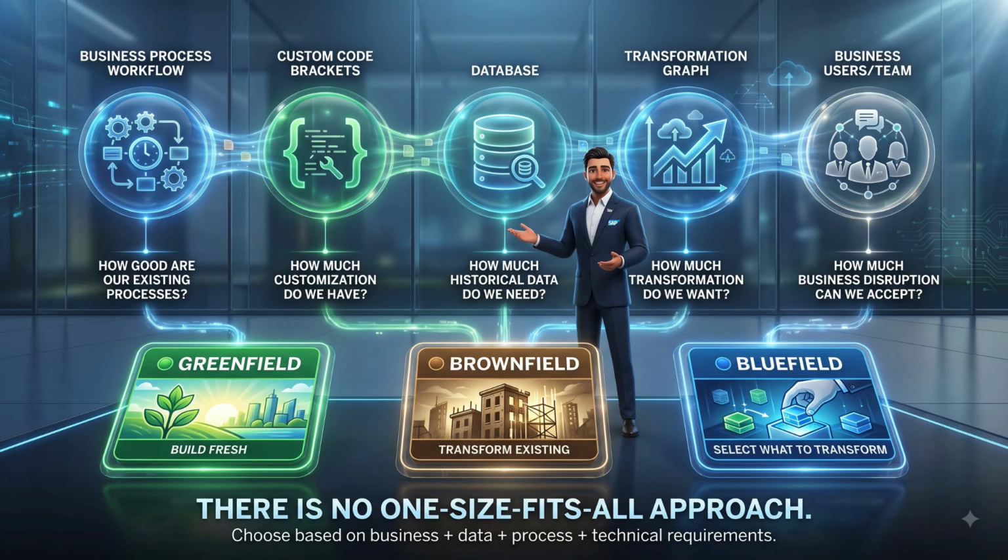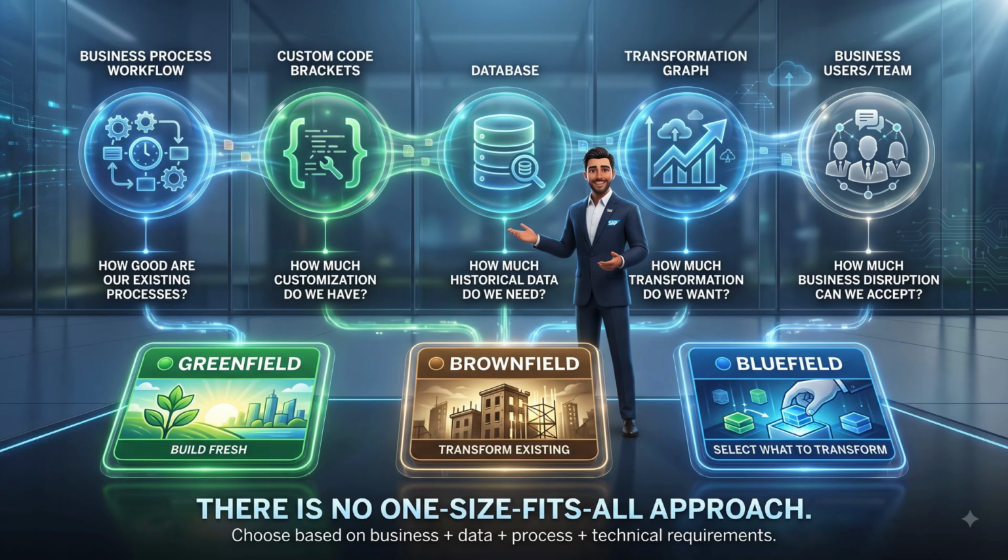So how do you decide which approach is right? Start by asking 5 questions. First, are our existing business processes still relevant? Second, how much custom code and customization exists in the current system? Third, how much historical data actually needs to be available in the new system? Fourth, how much business transformation does the organization want? And finally, how much disruption and change can the business realistically handle?